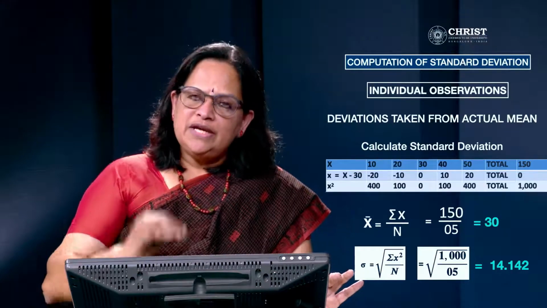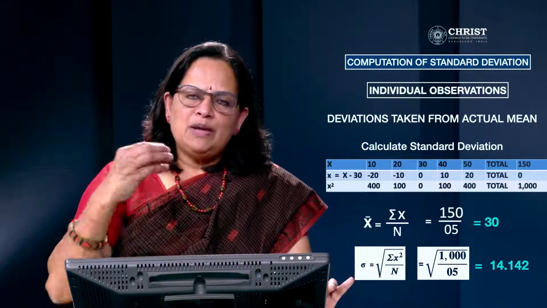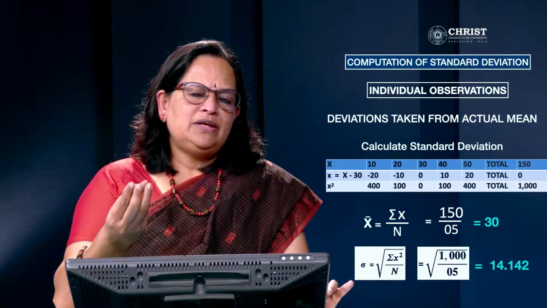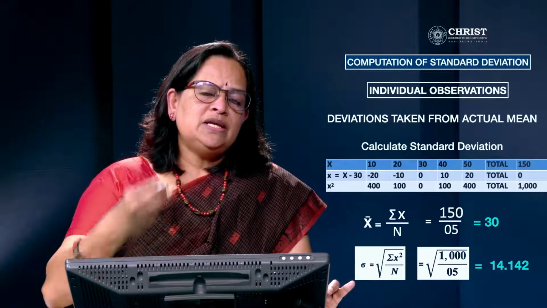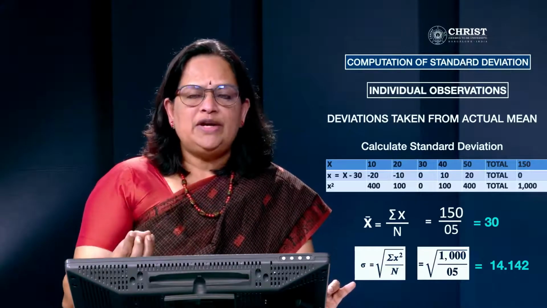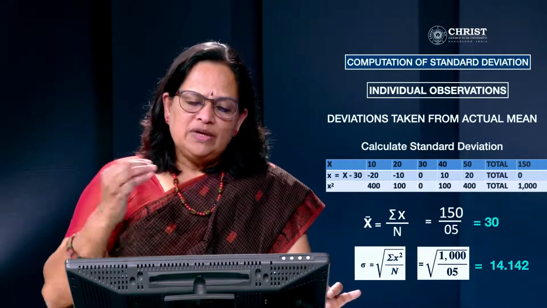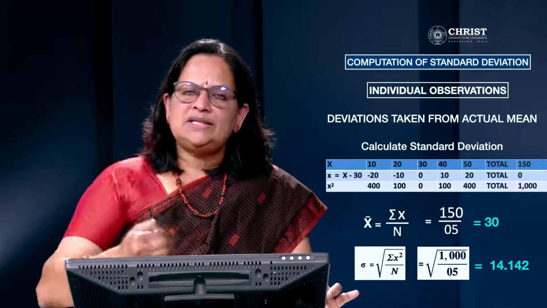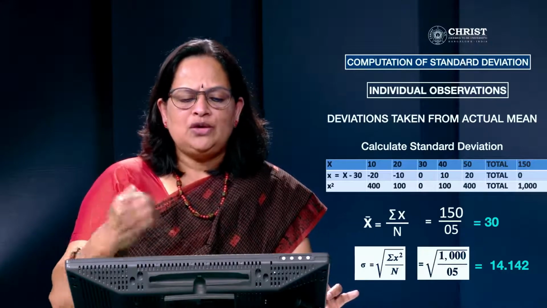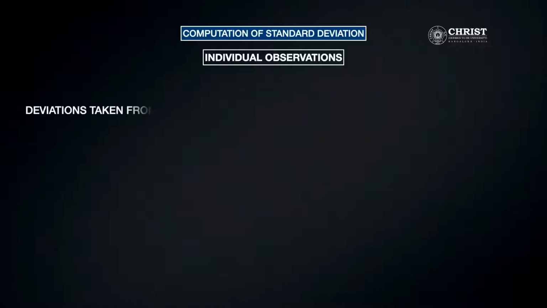Now, if you are taking deviations from the actual mean, in the earlier problem we got a whole number as the mean, but if you are getting the mean as a fraction, then the computation is very difficult. Taking deviations, squaring, taking the square root, all this will be difficult. So we are taking the simple method: you can take a value as the assumed mean and do the computation. Then the equation also will be different.